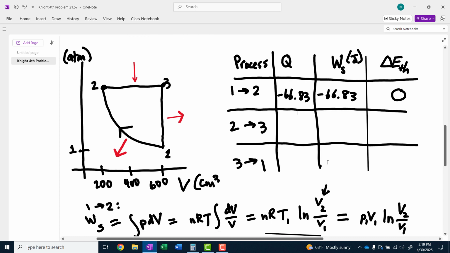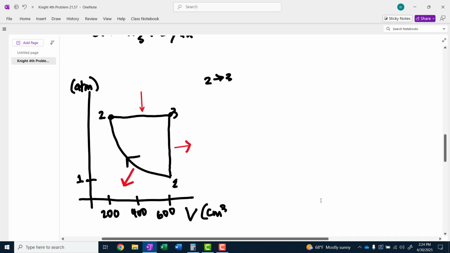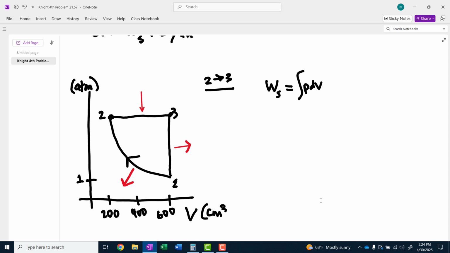Moving on to process 2 to 3. So I've copy-pasted the PV diagram again down here. Let's continue analyzing process 2 to 3. And we'll start with the work because that one's easy. Remember, for any process, the work done by the system is the integral of P dV, but if the pressure is constant, you can pull P out, and to integrate dV means just find the total change in volume, so it's P delta V. And here's where we're going to have to use SI units.